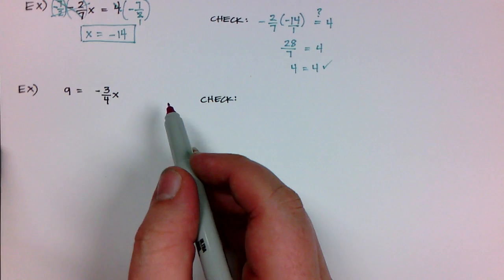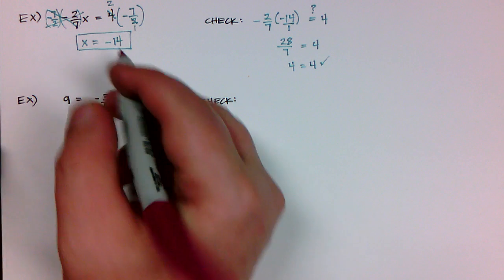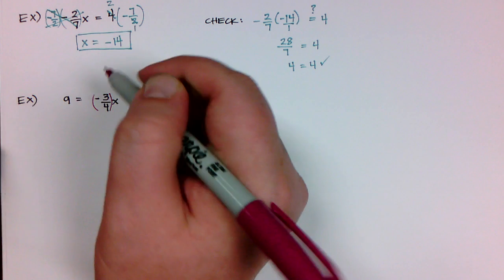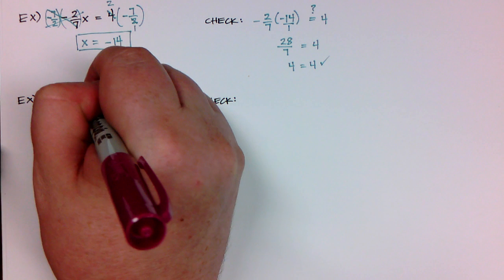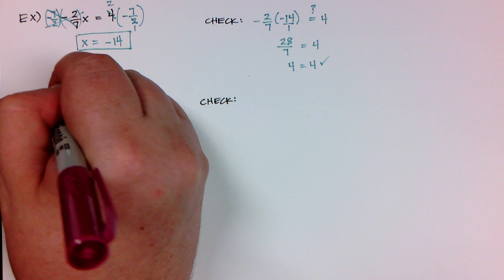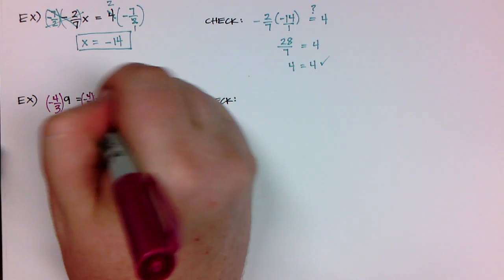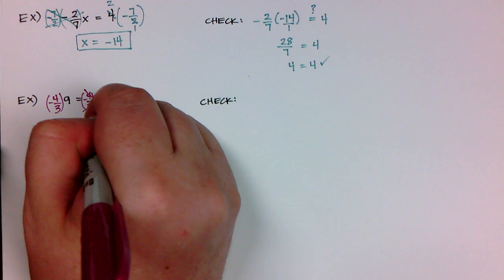If I have a fraction here, and I want to get rid of it, I'm going to multiply by the reciprocal, so negative 4 over 3. And I'm going to do that on the left side also, negative 4/3. So the 3's cross out, the 4's cross out, and I'm just left with an x.